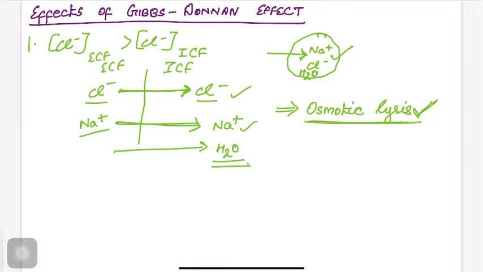But osmotic lysis shouldn't happen normally, right? So to prevent osmotic lysis, we have the sodium potassium ATPase.